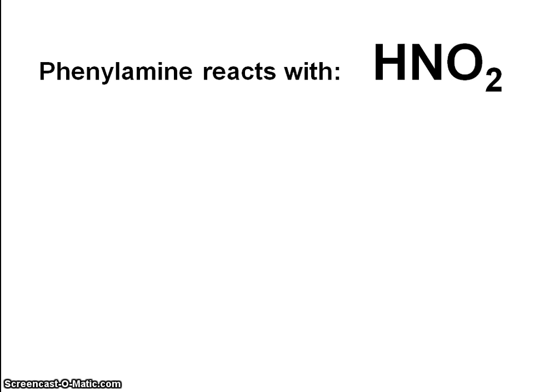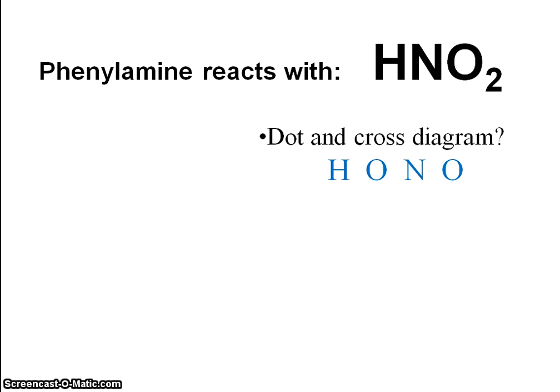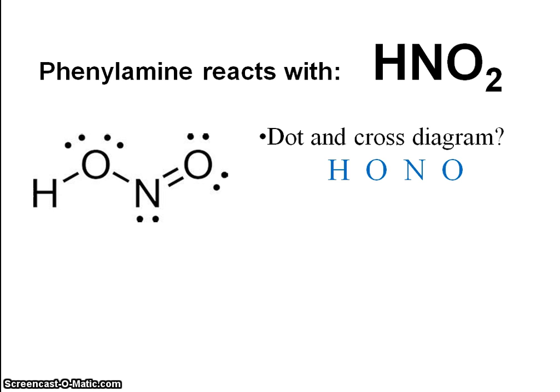So phenylamine, these aromatic amines react with this molecule, HNO2. Nitrous acid is the old but still used name. Can we manage the dot cross diagram? So well done if you managed to get the bonding in HNO2. Can we work out the bond angles?